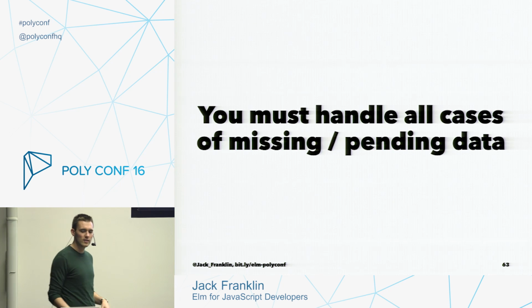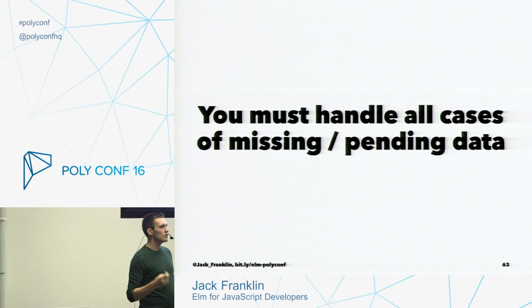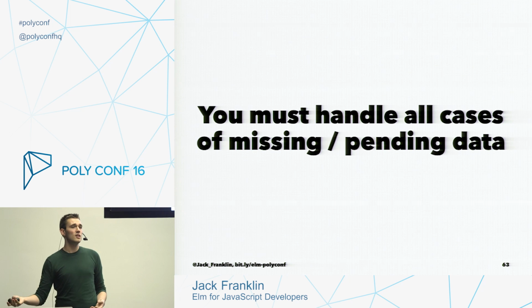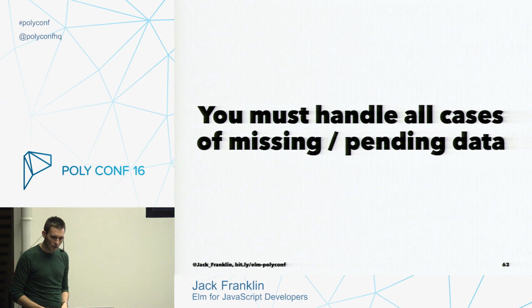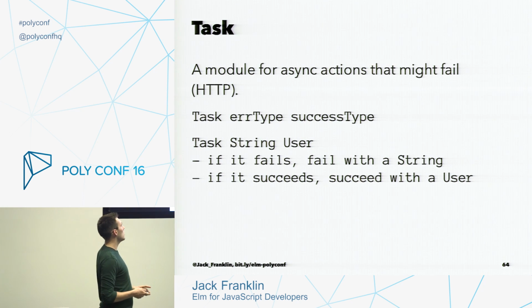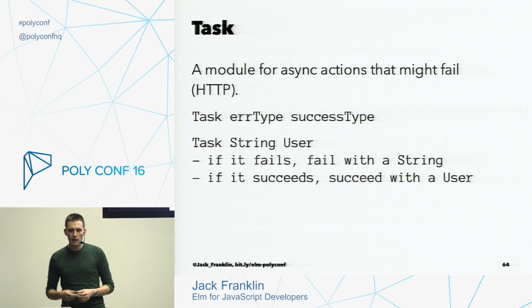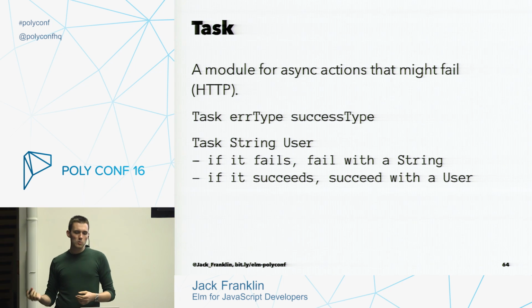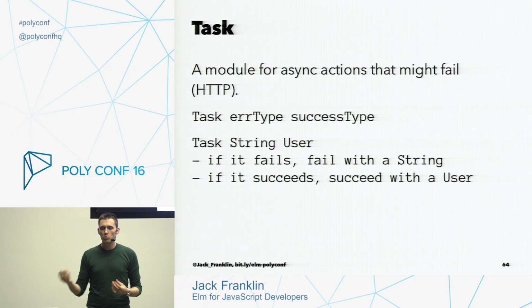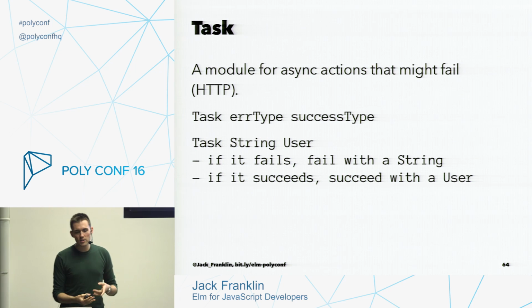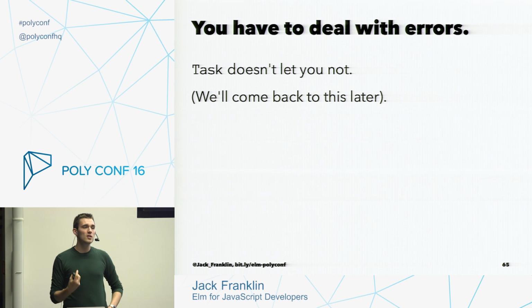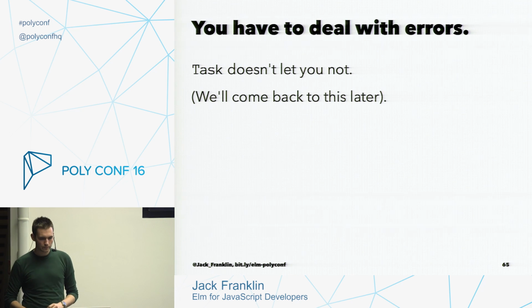You have to handle all cases of missing and pending data. This is through asynchronous HTTP requests that can fail, users being logged in or logged out. Anything where there might not be some data, you have to deal with that. Elm deals with the asynchronicity of apps using Task, which is a module for async actions that might fail, most commonly HTTP. So a Task, this lower declaration here, is a task that will fail with a string, so it will give me back an error message, or will succeed with a user. I won't go too much into the specifics of this module. Again, I've got lots of links at the end. But the takeaway from this is that you have to deal with errors. Task doesn't let you not.